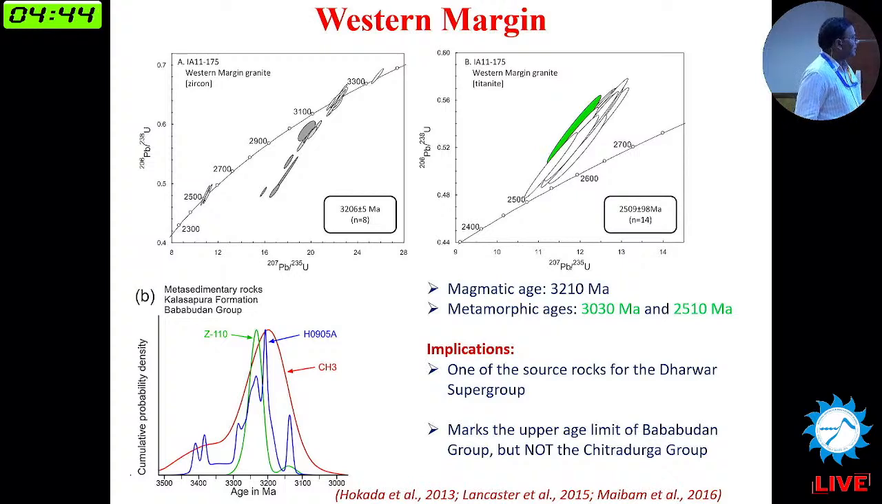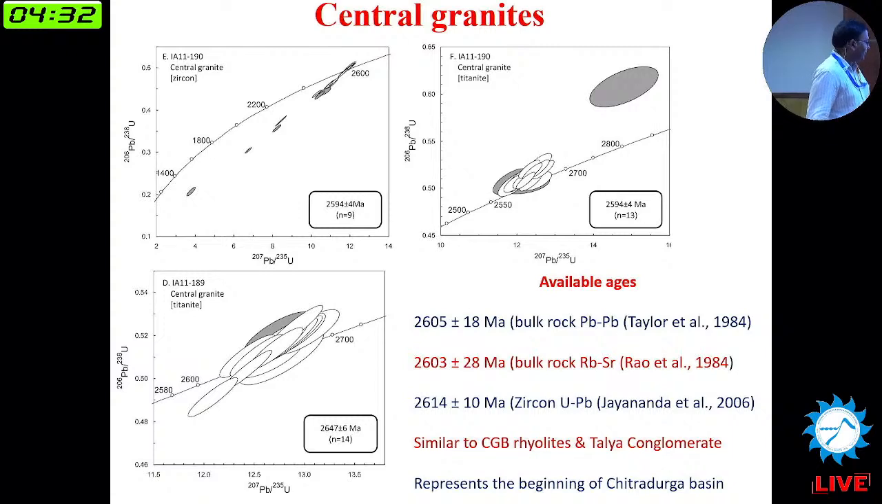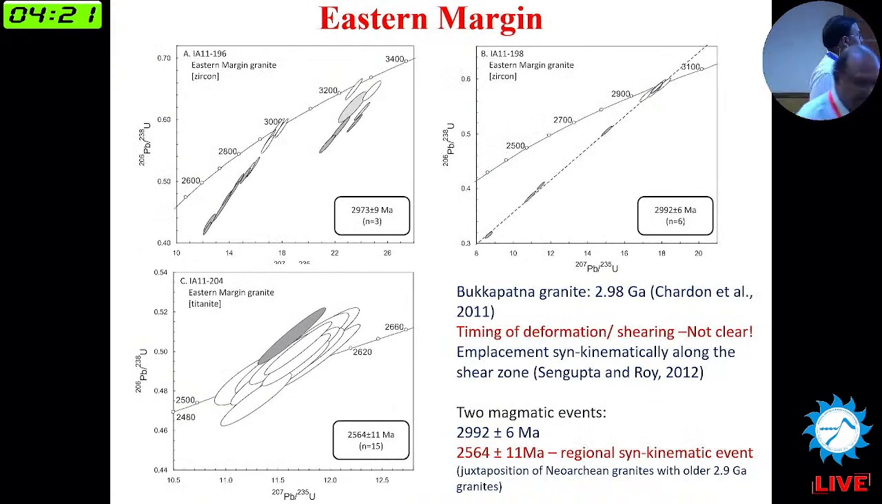This implies that the source for the Dharwar Supergroup is this TTG, and this marks the upper limit of the Bababudan group, not the Chitradurga group, as depicted earlier. The same is the case with the central Dharwar Craton, with the central granites; there is not much variation, everything is falling within the range. In fact, this marks the beginning of the Chitradurga, unlike what was mentioned earlier. In the eastern Dharwar Craton, we have the Bukkapatna granite, a continuation; the earlier age was 2.98, and we have got that same age.